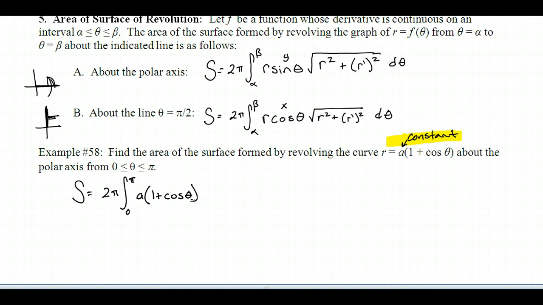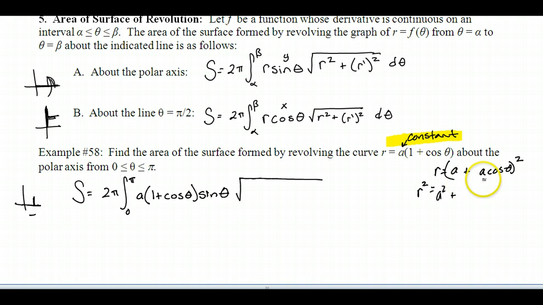And now because I'm going about our polar axis, I want my y value, which is sine. So there's sine theta, times the square root of our function squared. So when we look at our function, we have r equals, just like our last problem, distribute the a. So it's a plus a cosine theta. I'm going to square that, which gives us our equation squared would be a squared.